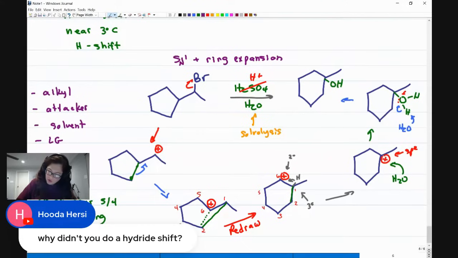We did a hydride shift. Where did I show the hydride shift? Right here. This right here is the hydride shift. So this is my carbocation rearrangement, where the hydrogen moved from the tertiary to the secondary carbon. The carbocation formed on the tertiary, more stable carbocation intermediate. And then I was able to add the water.